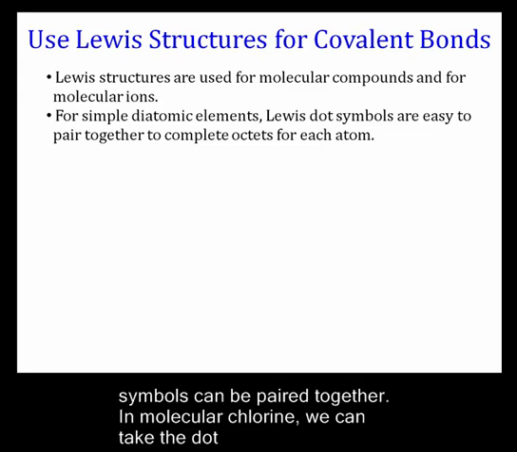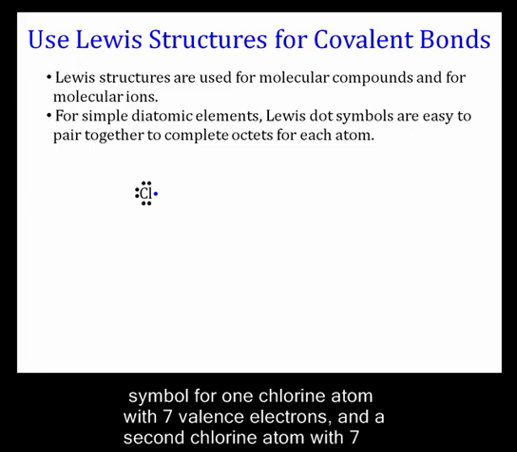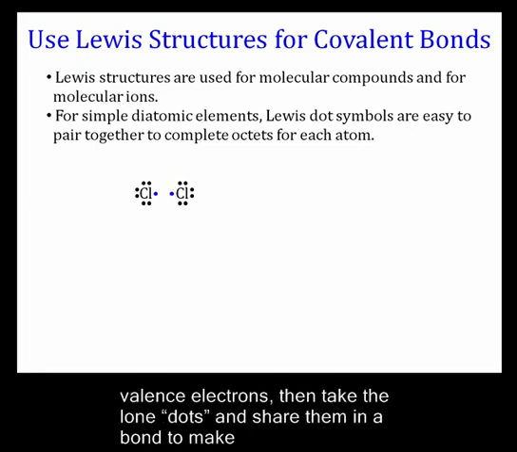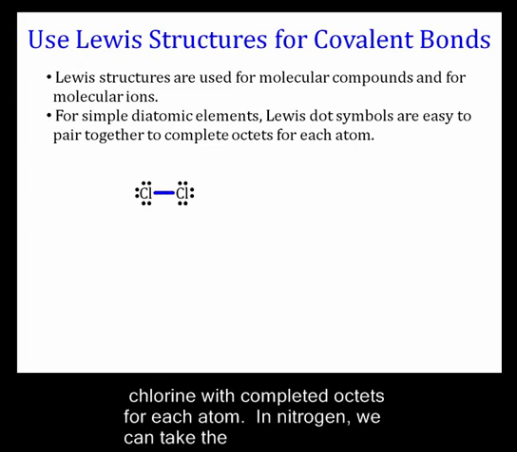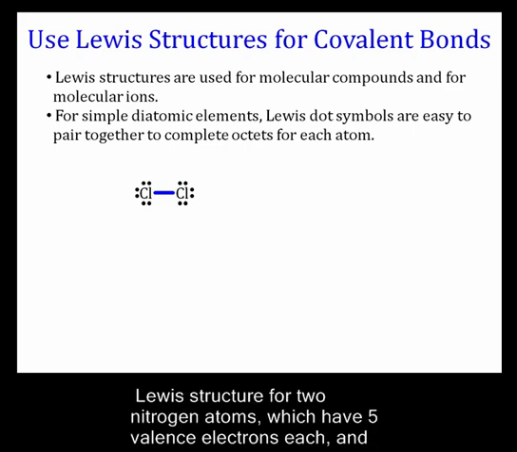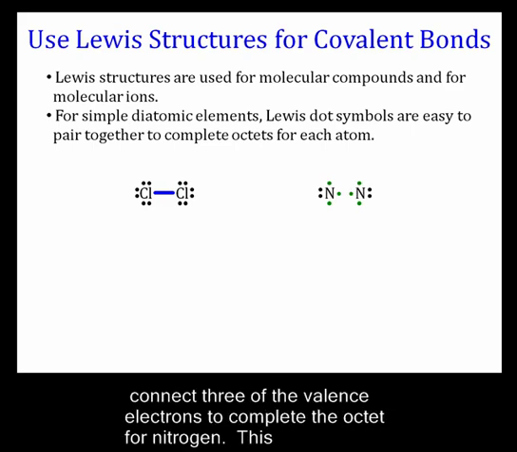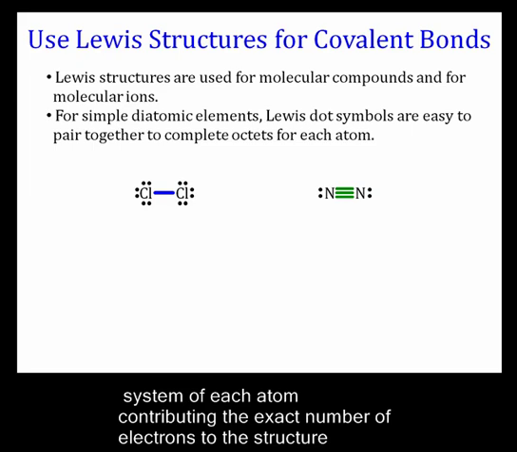In molecular chlorine, we can take the dot symbol for one chlorine atom with 7 valence electrons and a second chlorine atom with 7 valence electrons, then take the lone dots and share them in a bond to make chlorine with completed octets for each atom. In nitrogen, we can take the Lewis structure for 2 nitrogen atoms, which have 5 valence electrons each, and connect 3 of these valence electrons to complete the octet for nitrogen.